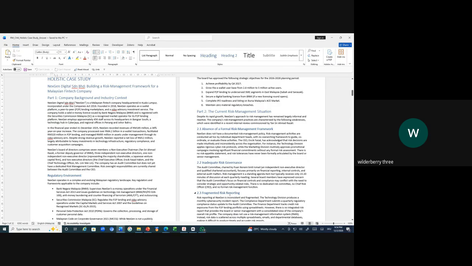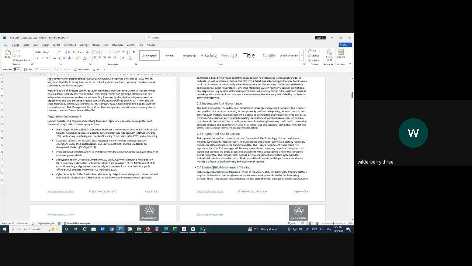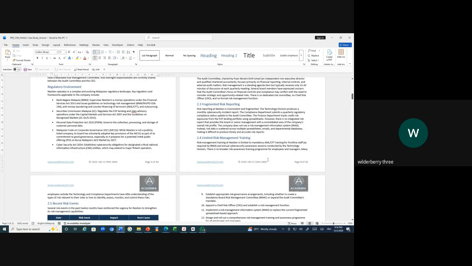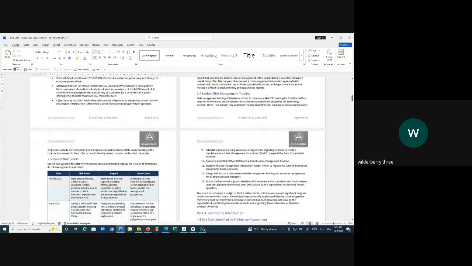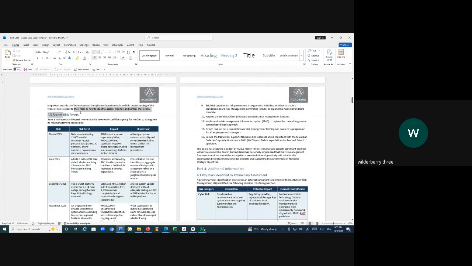Then another issue they have is fragmented risk reporting. They do a bit of risk reporting here and there, everywhere, but not in a comprehensive, integrated manner. Then they also don't have proper training in place. Usually, especially when it comes to anti-money laundering and counter terrorist financing, a lot of training needs to be carried out.